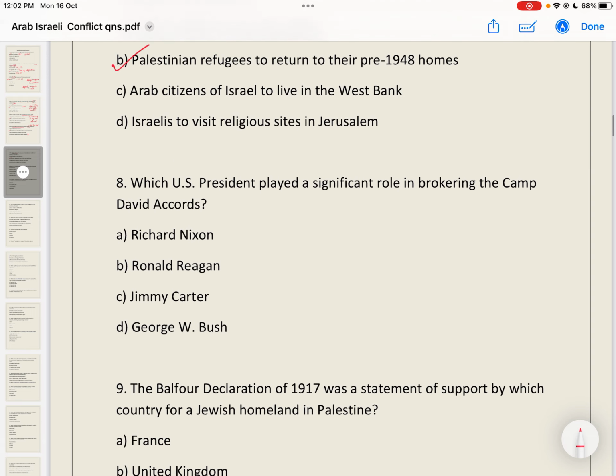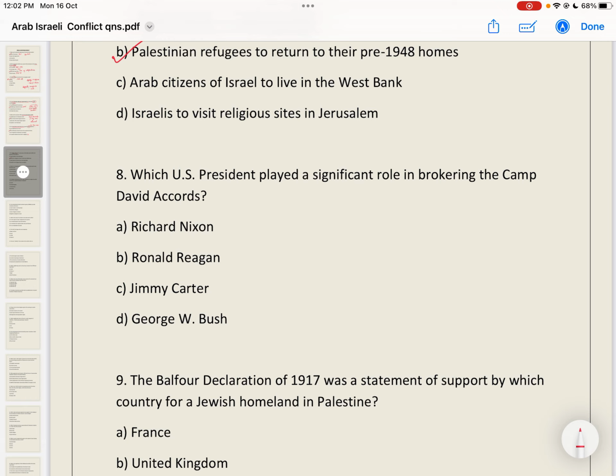Now, question 8. Which US president played a significant role in brokering the Camp David Accords? Now let's revise our information so far, just a bit. In which year did the Camp David Accords happen? It happened in 1978, and the US mediated this meeting between who all? Egypt and Israel. Now, which US president played an important role over here? This is also very important. That is Jimmy Carter. President Jimmy Carter brokered the Camp David Accords between Egypt and Israel.